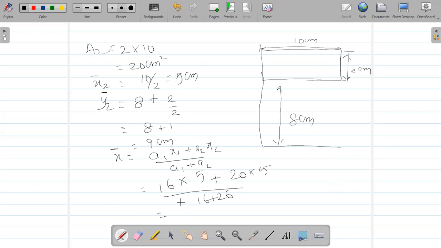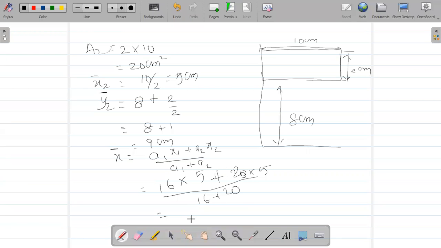Now everyone, do the calculation of this and write in the chat box what is the answer. Fast. 16 into 5 plus 20 into 5 divided by 16 plus 20. I have written 26 here, this is 20. Okay. So what is the answer you are going to get? Roll number 4, roll number 6, roll number 324. What is the answer for this?